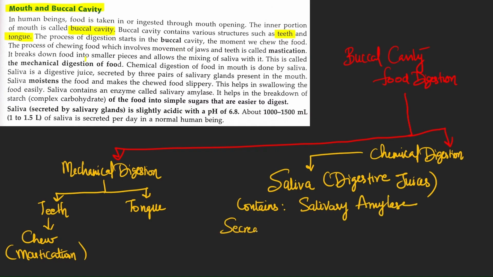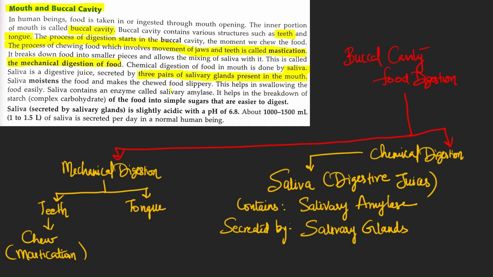The process of chewing food, which involves movement of jaws and teeth, is called mastication. It breaks down food into smaller pieces and allows the mixing of saliva with it. This is called mechanical digestion of food. Chemical digestion of food in the mouth is done by saliva. Saliva is a digestive juice secreted by 3 pairs of salivary glands present in the mouth. Saliva moistens the food and makes the chewed food slippery. This helps in swallowing the food easily.